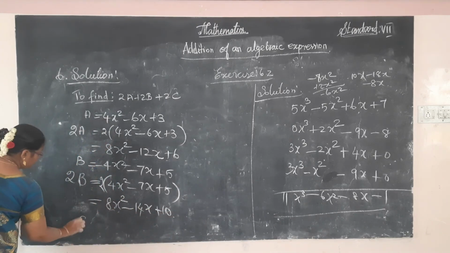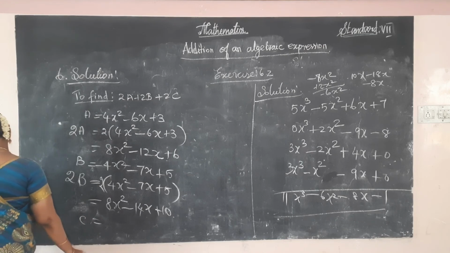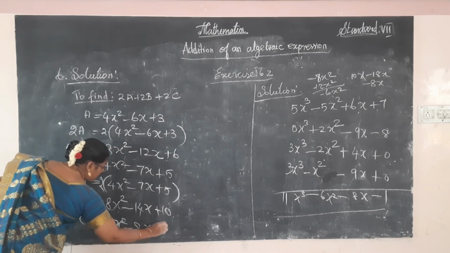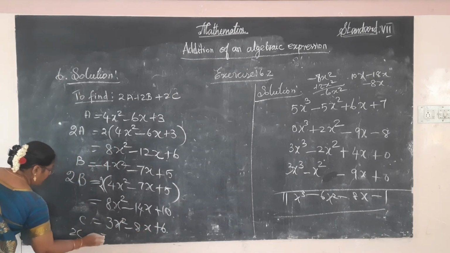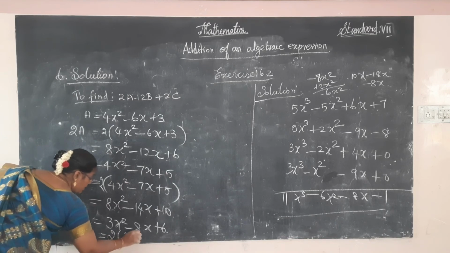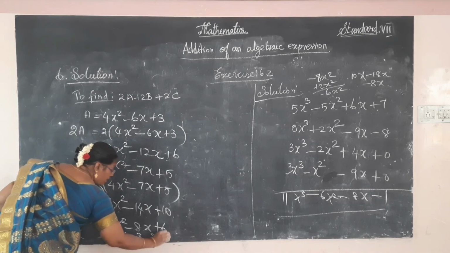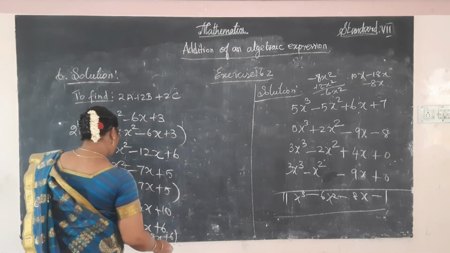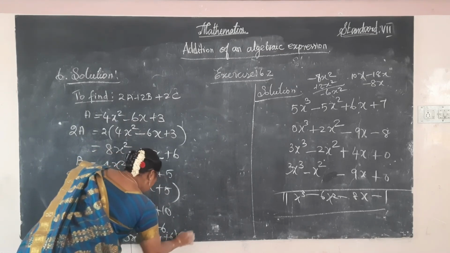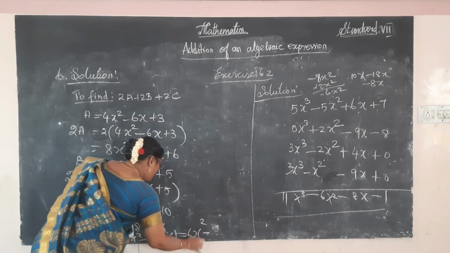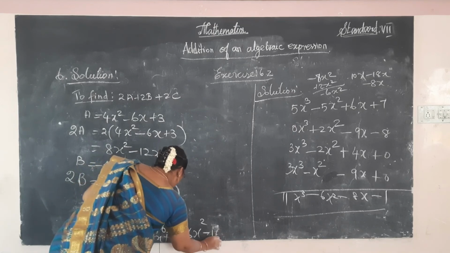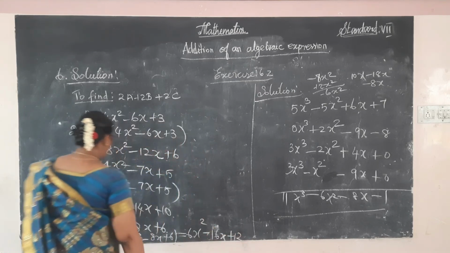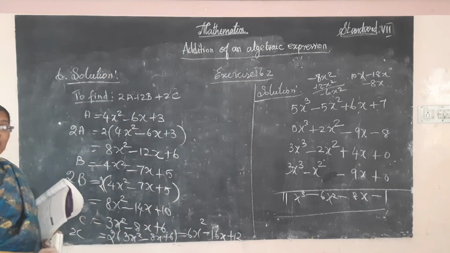And then C is equal to 3x power 2 minus 8x plus 6. Multiply each term by 2. So 2 into 3x squared minus 8x plus 6 is equal to 2 threes are 6x squared minus 2 eights are 16, 16x plus 12. Now add the values of 2A plus 2B plus 2C.